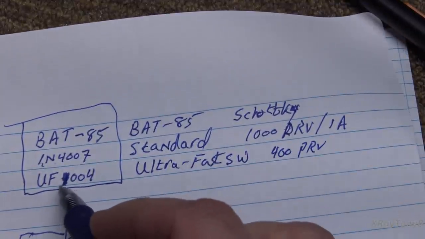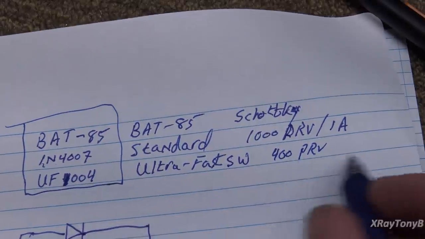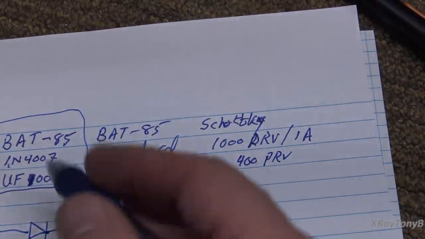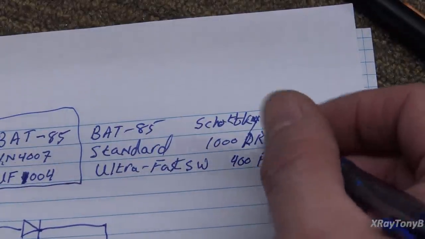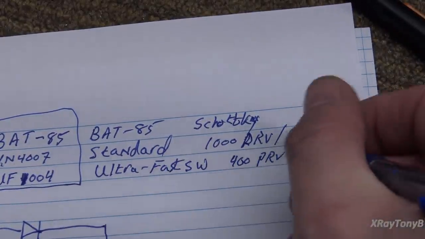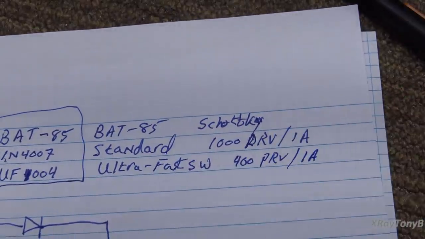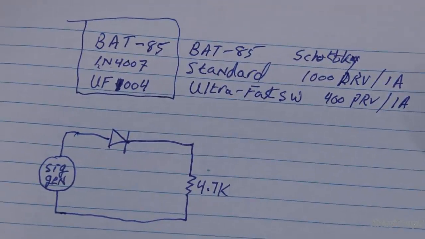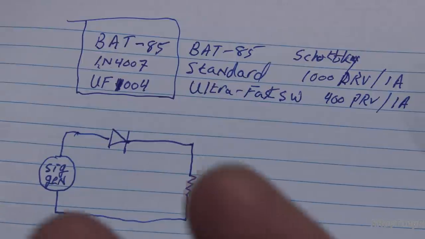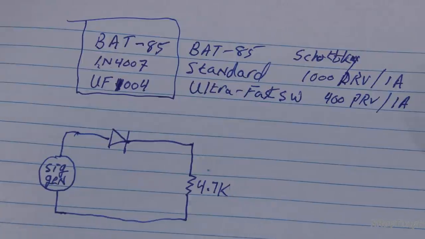There's also a UF1007 that will go up to 1,000 volts. They're very similar, but there are some slight differences. It's also good at 1 amp. We'll talk about that a little bit after we do this little experiment. Now, this is not a perfect example of what this does, but this will give us an idea of what's happening. And I can build off of that after you see the results on the oscilloscope.